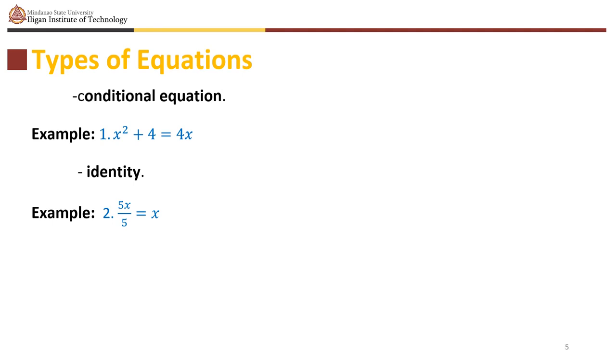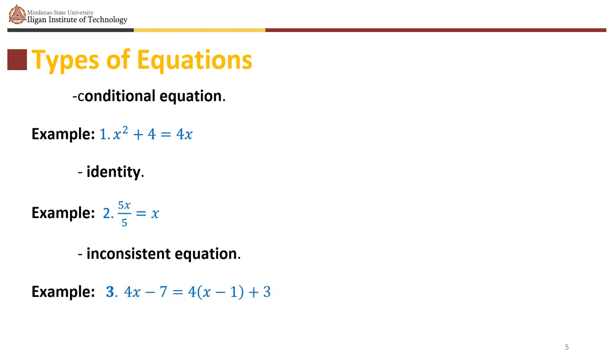An equation that is not true for any real number is called an inconsistent equation. Equation 3 in the previous example is inconsistent. Notice that if we try to solve this out, later on, you will find out that this will not be an equality.